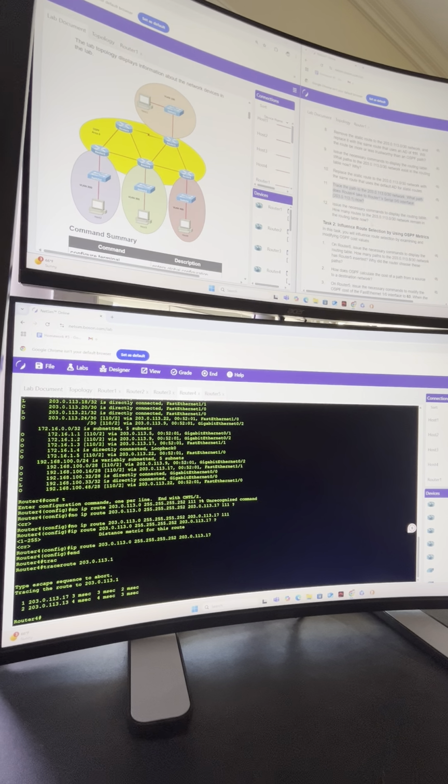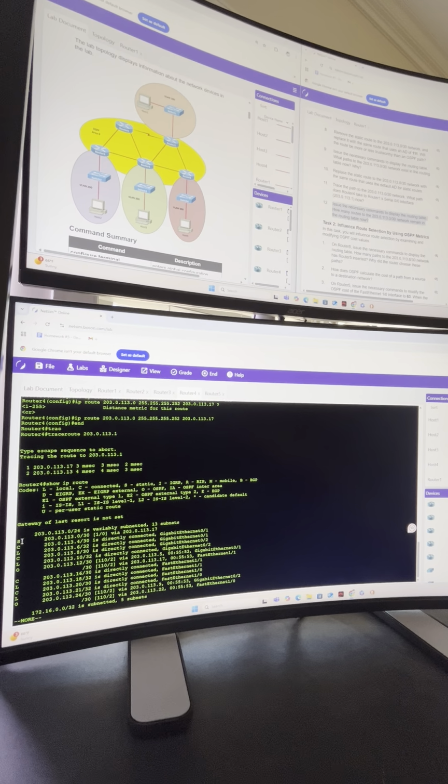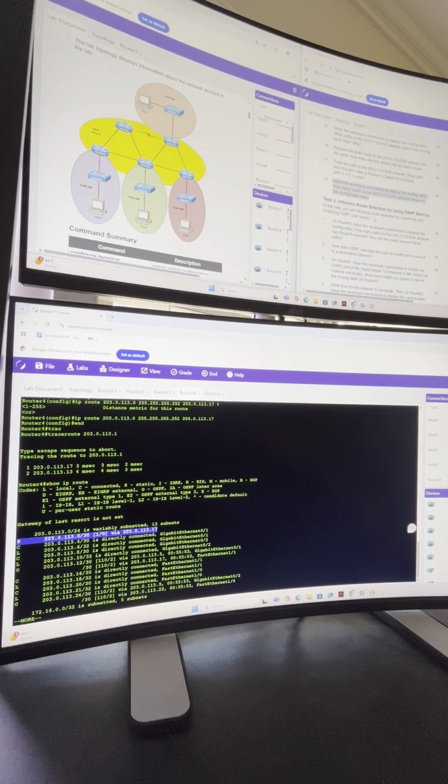So now on number 12, it says issue the necessary command to display the routing table. How many routes to the 203.0.113.0/30 remain in the routing table now? So we should only have one path to that network, and that should be the static route. So let's do a show ip route. And yes, we can see right here at the top of our routing table, to the 203.0.113.0/30 network, we have one route or one entry, and the next hop is 203.0.113.17. Okay, so that is the end of task 1.